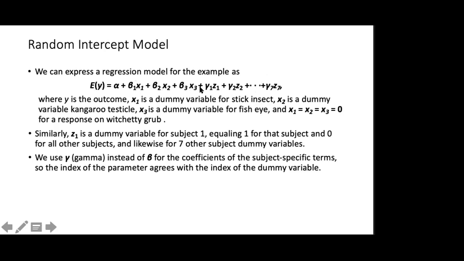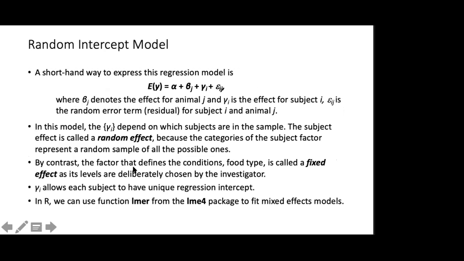So Z1 is 1 if it's subject 1, otherwise 0. Z2 codes for subject 2, so it's 1 if subject 2, otherwise 0, etc. And then the 8th subject would again be 0, 0, so that we don't need to include a dummy variable for that.